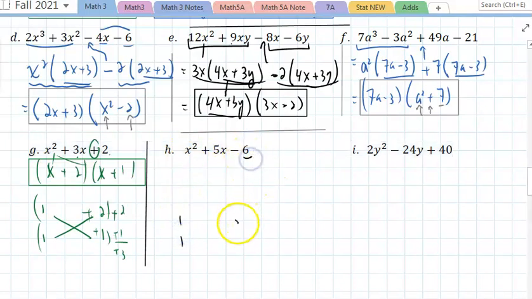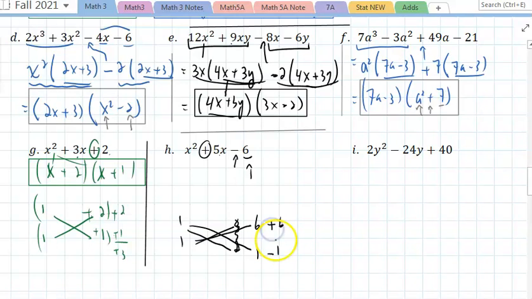Closest factors of 6 are 3 and 2. I need them to subtract to get me a 5. 2 minus 3 is 1. That doesn't work. The next factors of 6 are 6 and 1. 1 minus 6 is 5. That works. That's a 1. That's a 6. To get a positive 5, you must get a positive 6 and a negative 1. The sign carries over. So the 1 and the positive 6 in one parenthesis, the 1 and the negative 1 in another parenthesis.